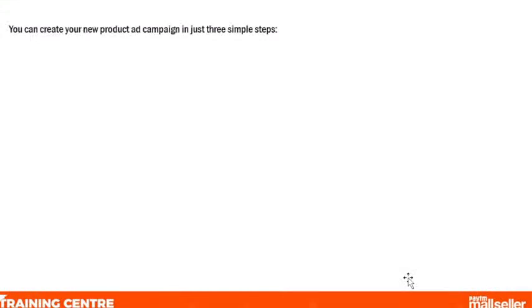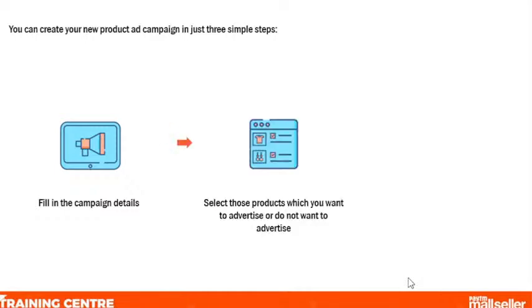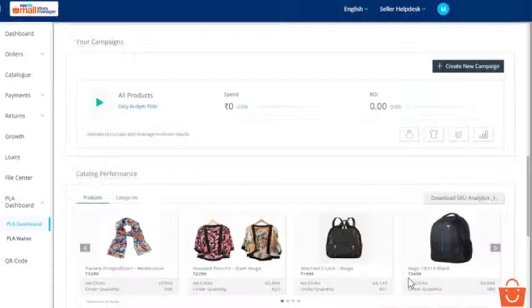Now let's create a campaign. We can create a campaign in three easy steps. First one is filling the details in the campaign. Then select those products which you want to advertise. Then set the bidding rate. So let's do it on the seller panel.